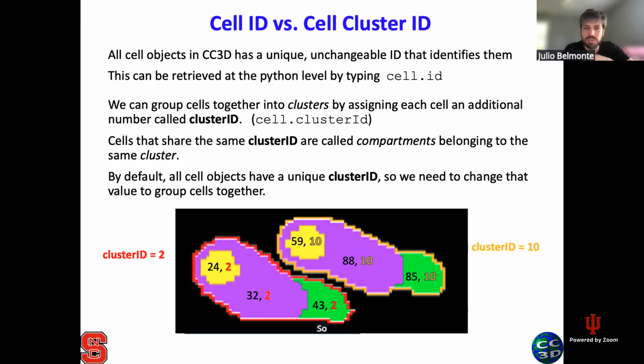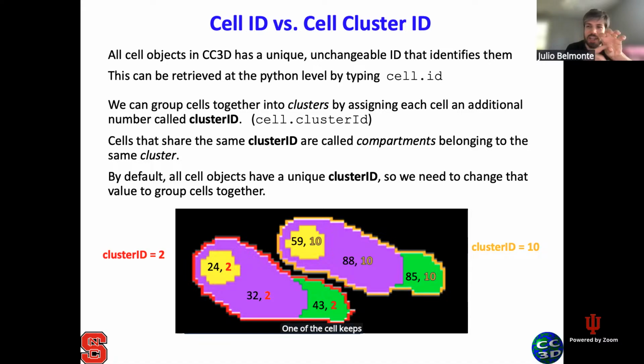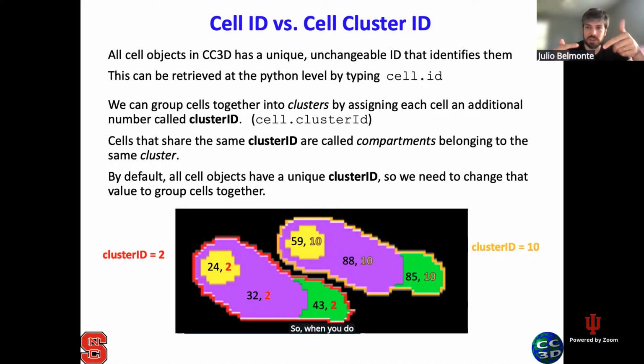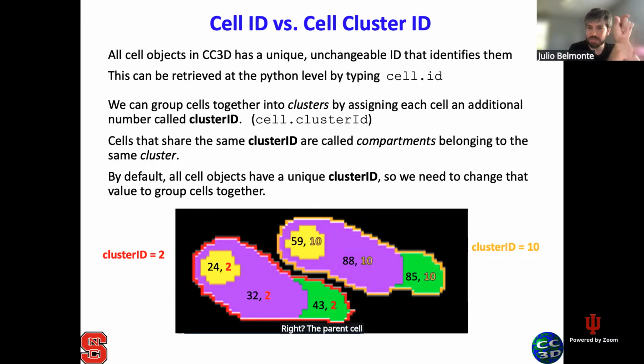So there was a question: when the cell divides, are two new IDs created, or is one kept for one of the cells? I think when the cell divides, and please correct me, those who know the code better, one of the cells keeps its current ID, and the other cell will receive a new ID. So you just create one new ID. You do not get rid of the last one. When you do the cell division, you may notice that you have a parent cell and a child cell. The parent cell keeps its ID, and the child cell receives a new ID.